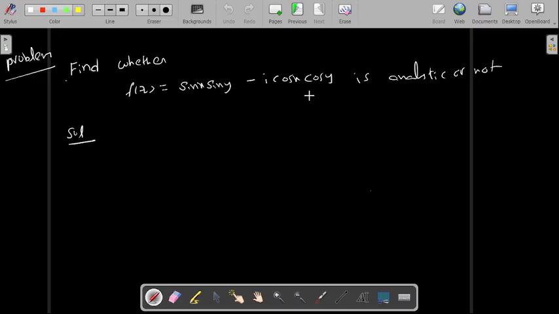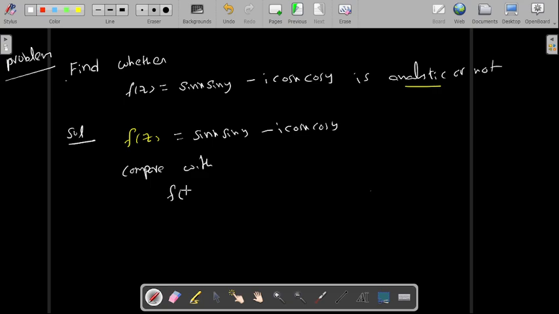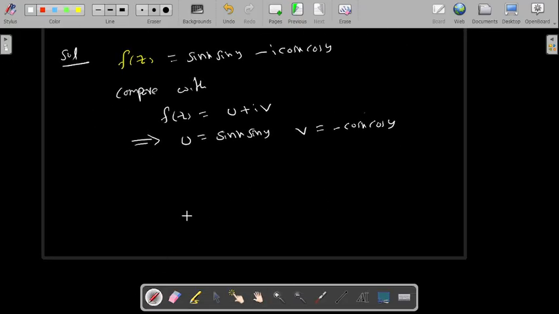So now you have to check analytic or not. f(z) equal to sin x sin y minus i into cos x cos y. Compare with f(z) equal to u plus iv. u equal to sin x sin y, v equal to minus cos x cos y. So you have to do partial derivatives.